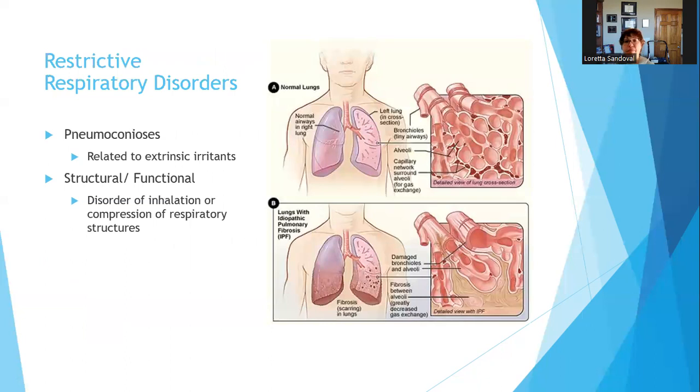The opposite end of obstructive is restrictive respiratory disorders. So pneumoconioses, that's the word I couldn't say earlier, related to extrinsic irritants like asbestos or silica, whatever. And structural or functional disorders, disorders of inhalation or compression of respiratory structures. So those are the restrictive respiratory disorders.